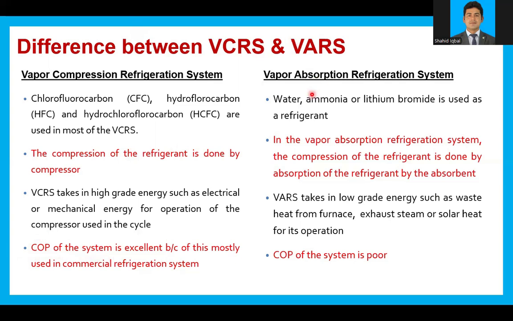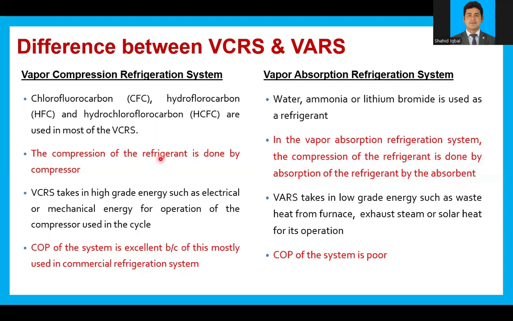Vapor absorption refrigeration system: water, ammonia, or lithium bromide is used as a refrigerant. In the vapor absorption refrigeration system, the compression of the refrigerant is done by absorption of the refrigerant by the absorbent. So there are two different types of fluids used: the first is known as the absorbent, and the second is known as the refrigerant. The process of compression is done with the help of absorption of the refrigerant by the absorbent.